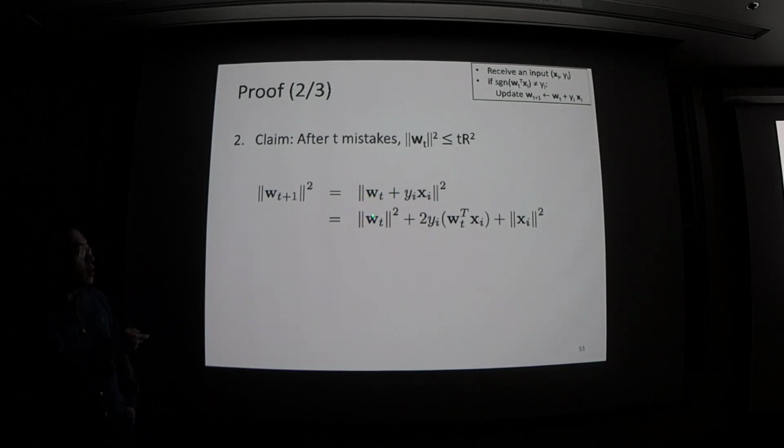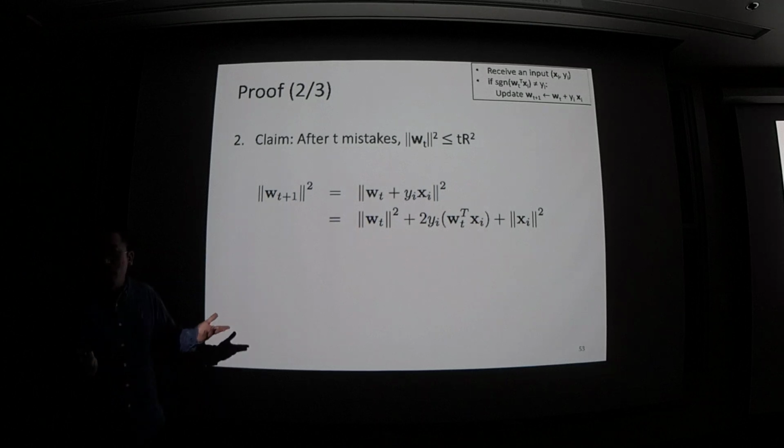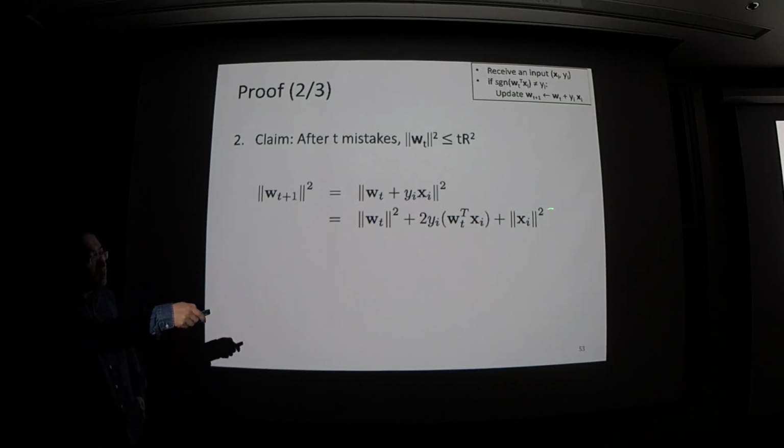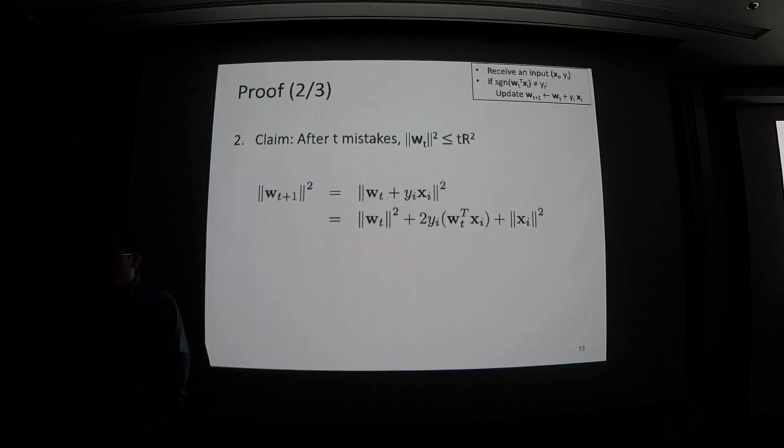The first is square norm of w_t itself. The second is square norm of this y_i x_i, right? But y_i squared is always 1, no matter y is 1 or minus 1, right? So I have the second term. And third term is a cross term, right? This is 2 y_i w_t transpose x_i. And we can look at those terms, right?